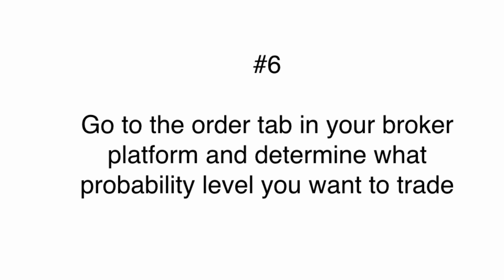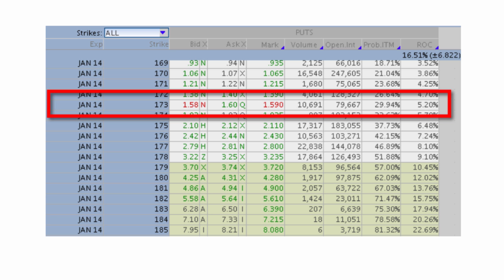Number 6, you need to go to the order tab in your broker platform and then determine what probability level you want to trade. So we know what side of the market we're on. We know where implied volatility is. We know what strategy we want to trade. Now we need to determine what probability level we want to be at.